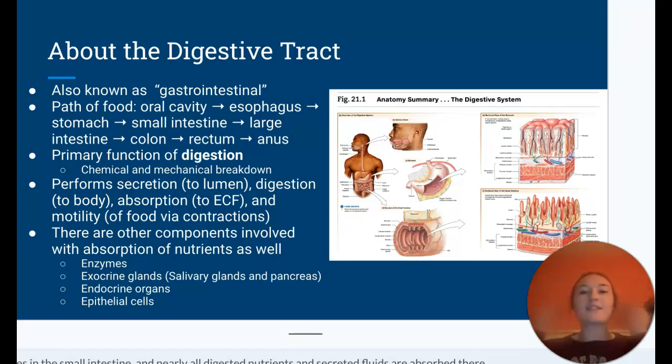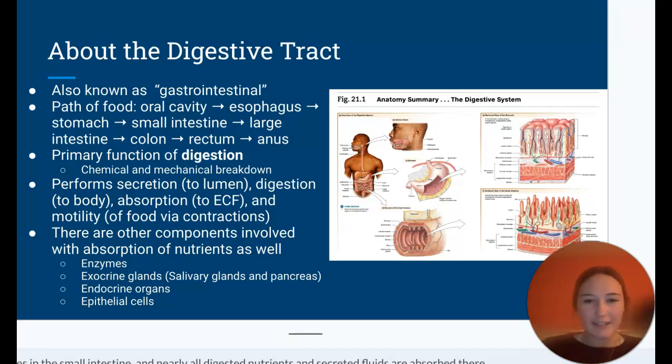Chyme is what it's called when all the nutrients are taken out of it. It goes into the large intestine, where most of the water absorption occurs. Then it travels into the colon, which further takes out more electrolytes from that food, and it is excreted through the anus.